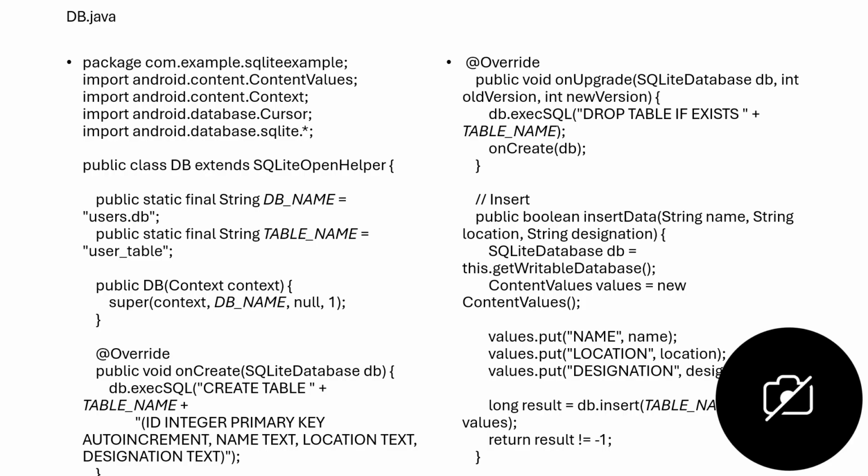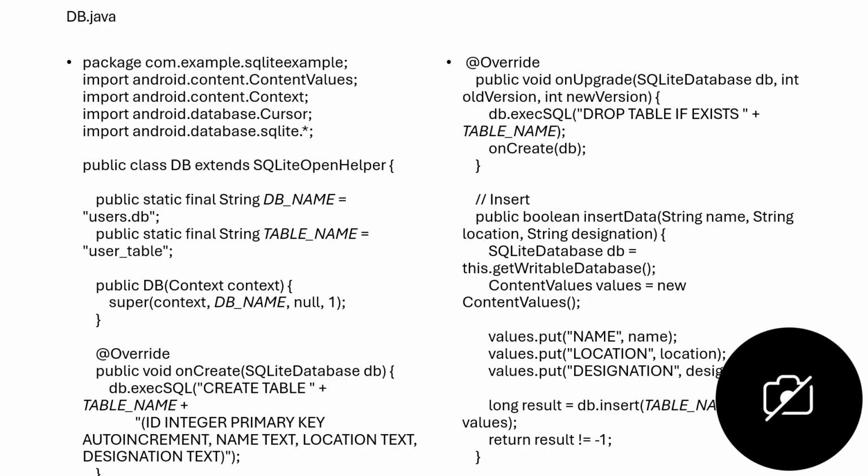And the next one, database class. This class extends SQLiteOpenHelper and manages all database operations. Database information: database name, here users.db, table name, user table. Table fields are ID, name, location, designation. Methods are insertData, getAllData. This class is responsible for creating the database, inserting records and fetching data whenever required.